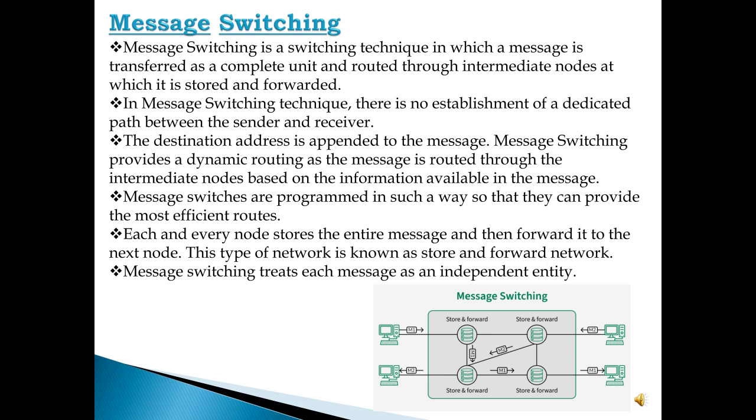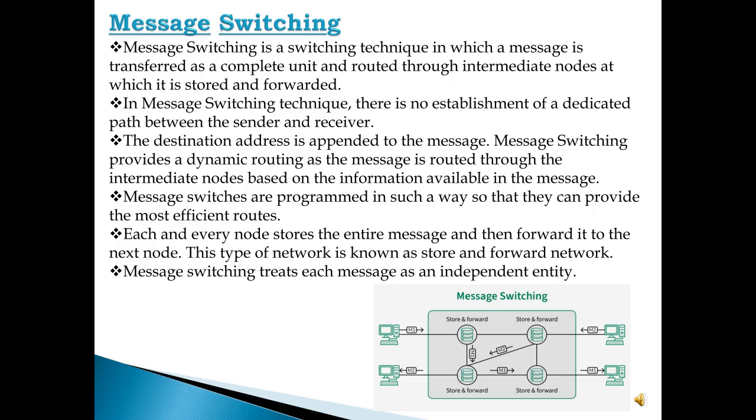So you can see the sender sends the data, and it moves to the first message switching formation. First it's stored, then it forwards, then again it reaches another switch where it stores and then forwards. Then it moves to the third switch, where it's stored and forwarded. After that, it reaches the fourth switch where it stores and forwards. And at last, it's received by the receiver. So it processes in a different method.